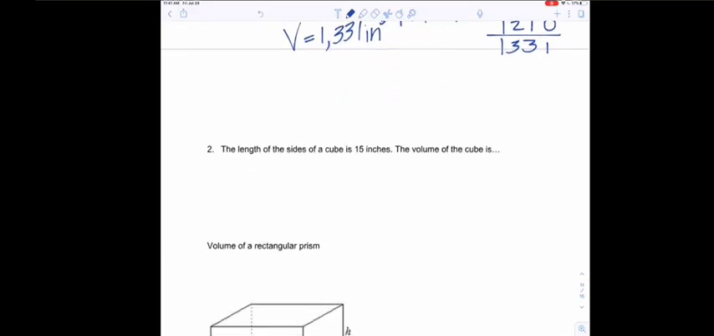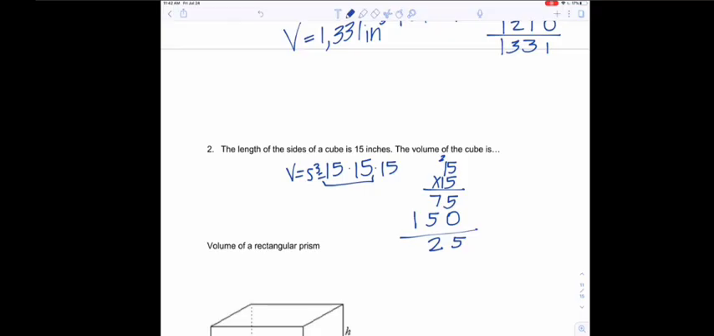The length of the sides of a cube is 15 inches. The volume of the cube is, so this is volume equals s cubed, which is just 15 times 15 times 15. Okay, so let's start off with the first two. 15 times 15. 5 times 5 is 25, carry the 2. 5 times 1 is 5, plus 2 is 7. Placeholder 0. 1 times 5 is 5. 1 times 1 is 1. I add these up: 5, 2, carry the 1. 225.